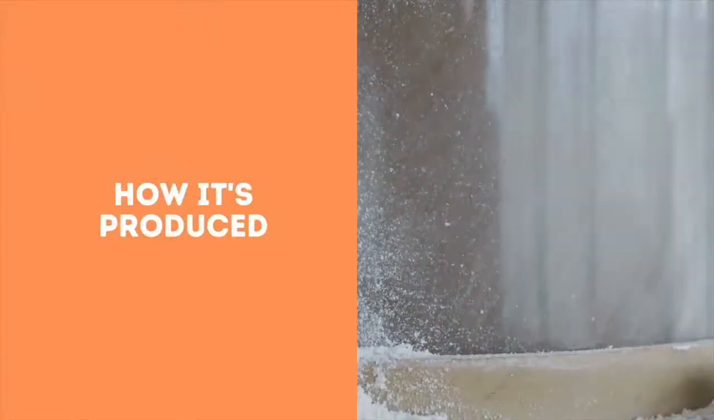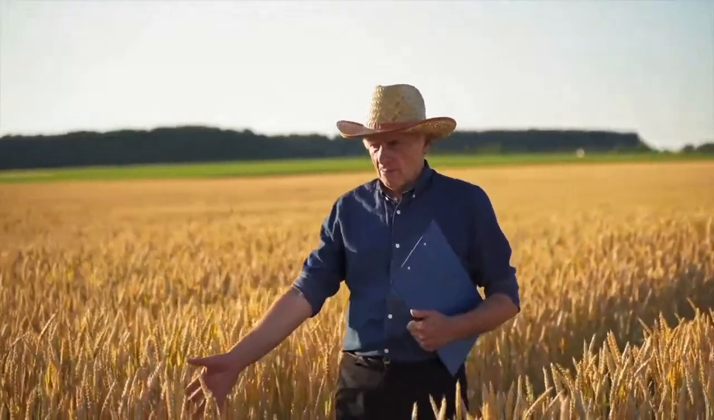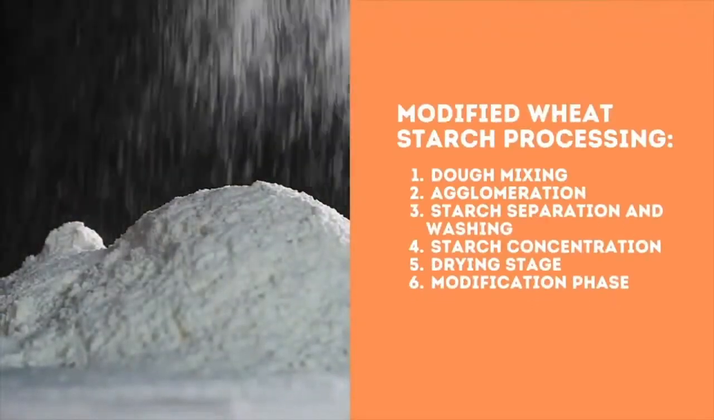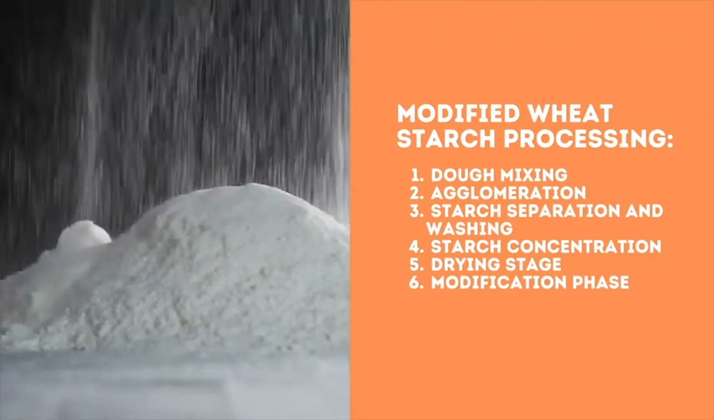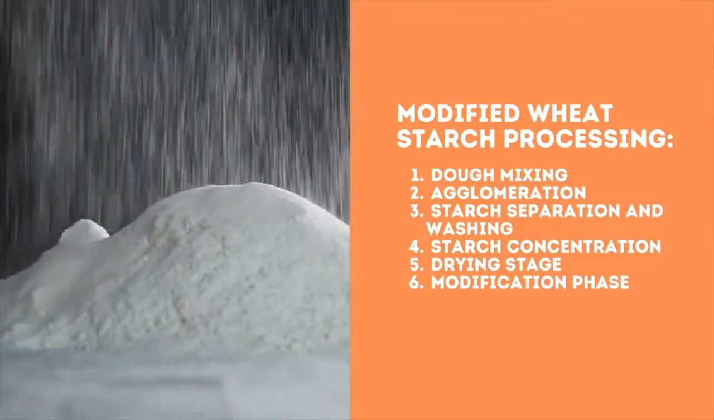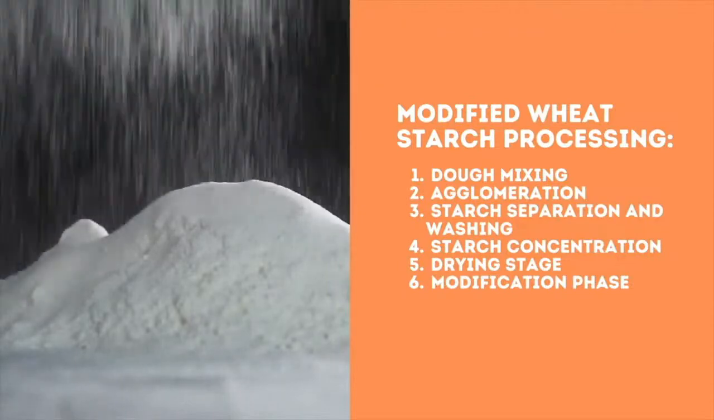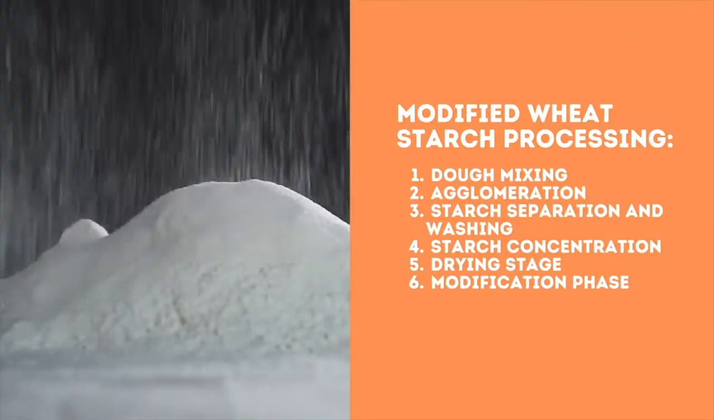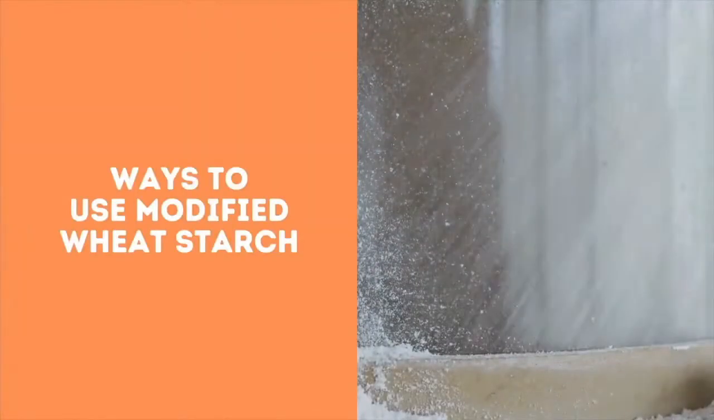Here is how it's produced. Modified wheat starch is produced from wheat flour according to the following steps. First, wheat and water are combined in the dough mixing stage. Then comes the gluten agglomeration phase. That is followed by the starch separation and washing stage. Next comes starch concentration, and after that is the drying stage, which results in wheat starch and the beginning of the modification phase. Here are some ways to use it.